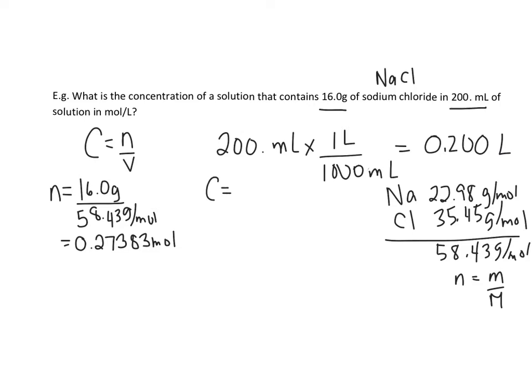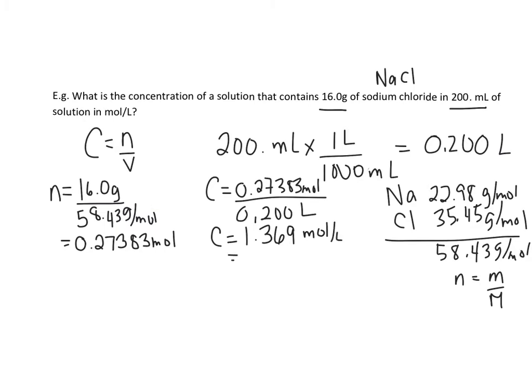Now concentration is moles divided by volume. So 0.27383 moles divided by 0.2 liters. So the concentration of this solution is 1.369 mole per liter. We can have 3 significant digits in our answer, so 1.37 mole per liter.